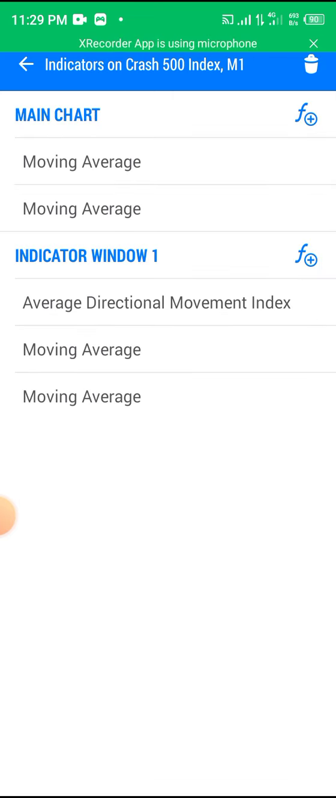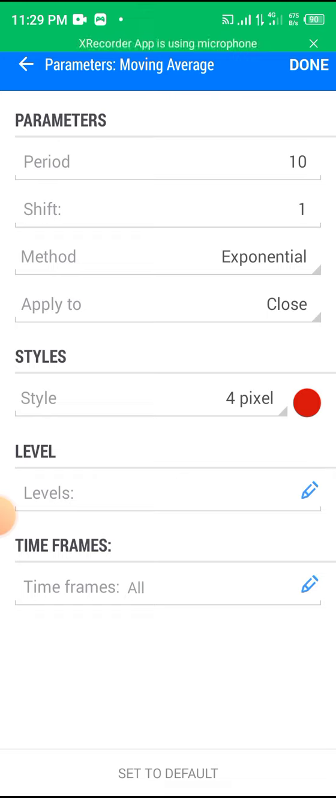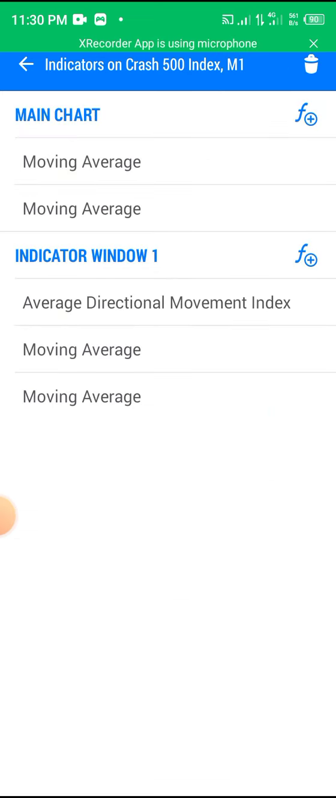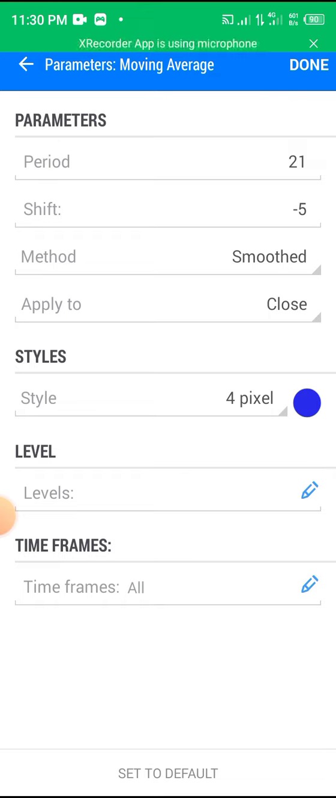The next indicator will be our next moving average, which has a period of 10, shift 1, method exponential, apply to close, style is 4 pixel. I'm using red. You can use any color of your choice, but make sure it's a visible color where you can see clearly on your chart. Then you click on done. Our last indicator here will be another moving average, which has a period of 21, shift is -5, method is smoothed, apply to close, style is 4 pixel. I'm using the color blue.